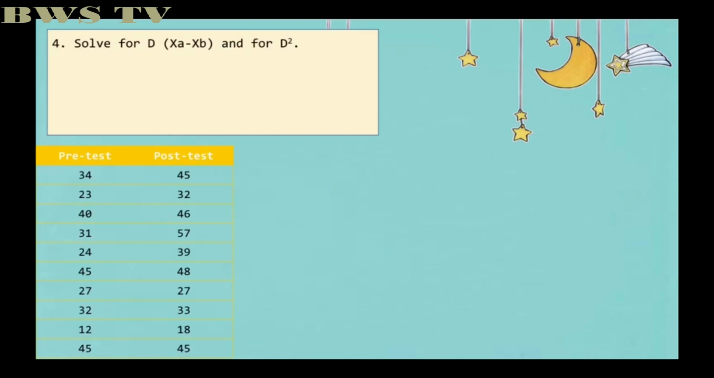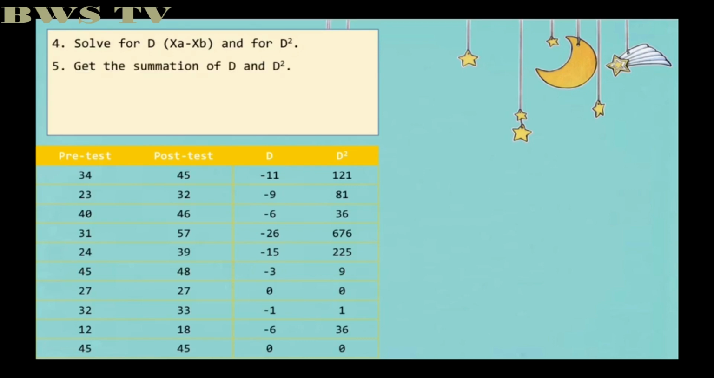Our fourth step is to solve for D, XA minus XB, and for D squared. To solve for D, subtract pre-test from post-test. For example, 34 minus 45 is negative 11. To find D squared, you must square the D. For example, negative 11 squared is 121.